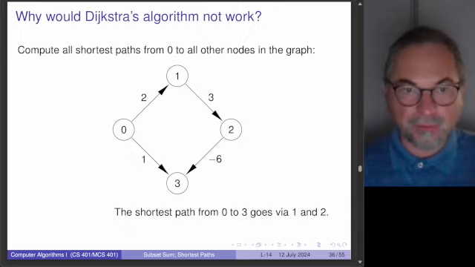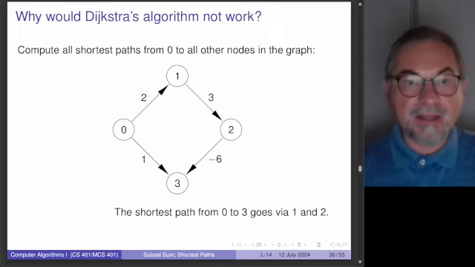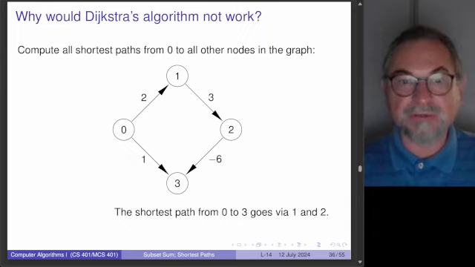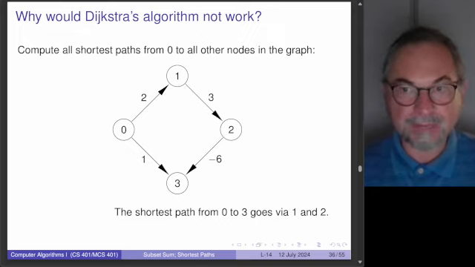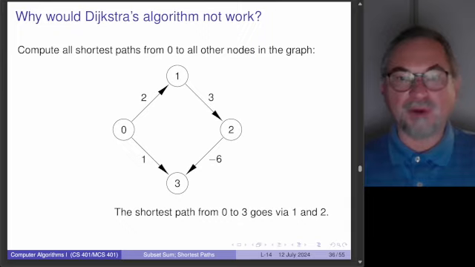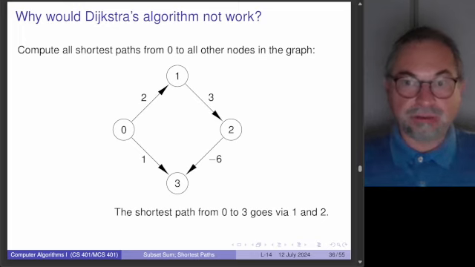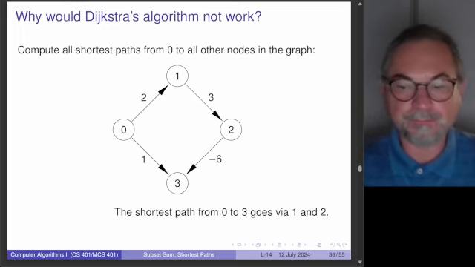Now, if you look, however, that edge with the negative weight, or if you like, with the profit of 6, gives you the shortest path from 0 to 3. So the shortest path from 0 to 3 has total cost 2 plus 3 minus 6, which is minus 1. So you turn a profit of 1 by going to 3 from 0 to 1 to 2 to 3.